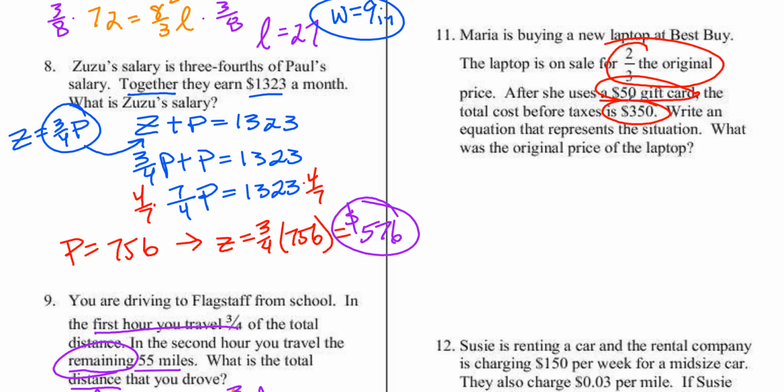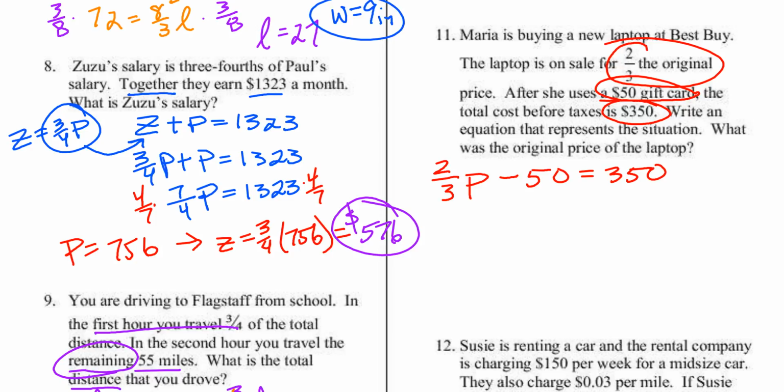So let's start with the first sentence, 2/3 of the original price. So if the original price is P, she paid 2/3 of that. So she paid 2/3 of P. Then she used a gift card, so we take off $50 more, and then she's left with $350 to pay out of pocket.